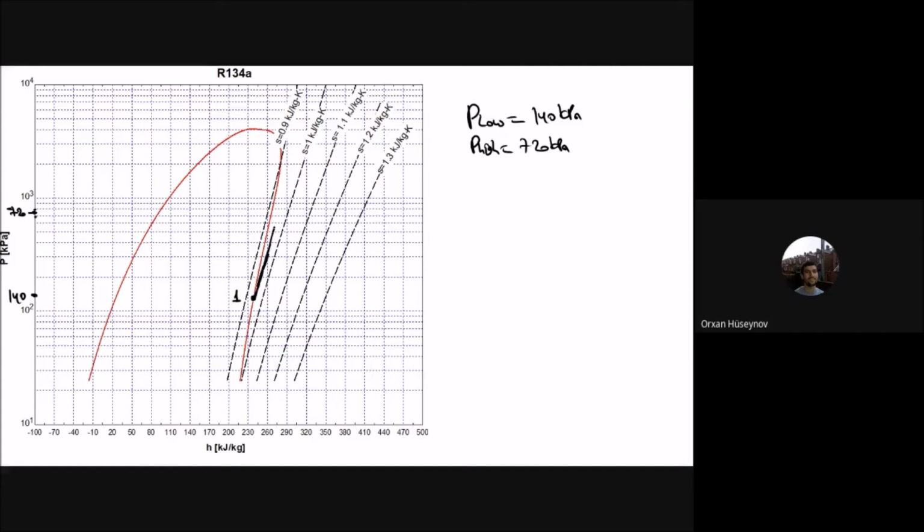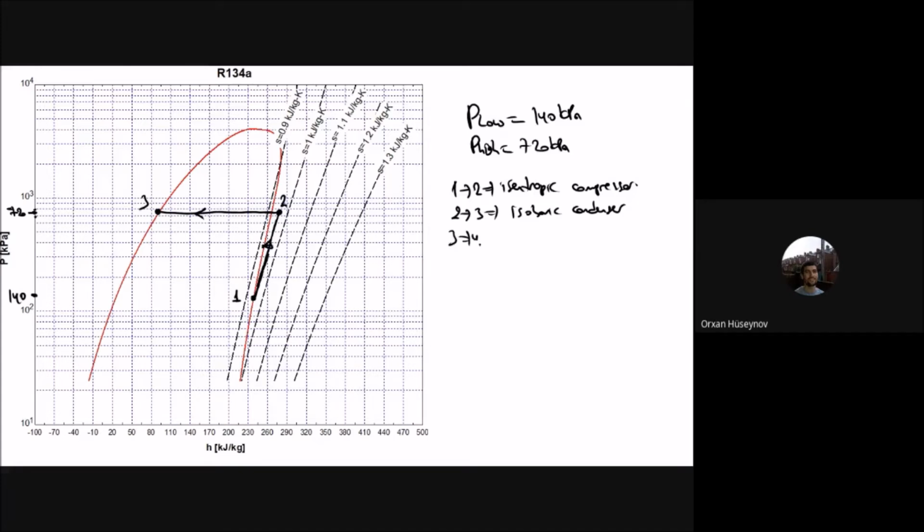So I will go to the line here. It is that line. Let me just check it. Yes, so it will be that point 2. So that 1 to 2 is an isentropic compressor. And then from 2 to 3, you will have the isobaric condenser, ending at the saturated liquid state. Okay, you can see the pressure is constant.